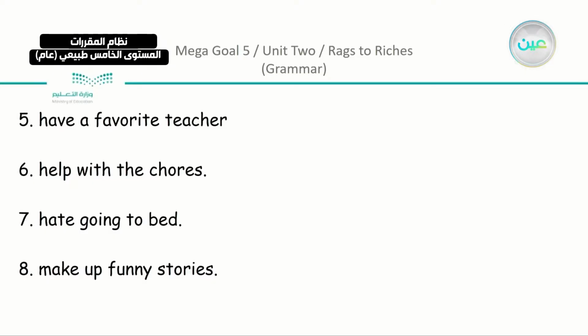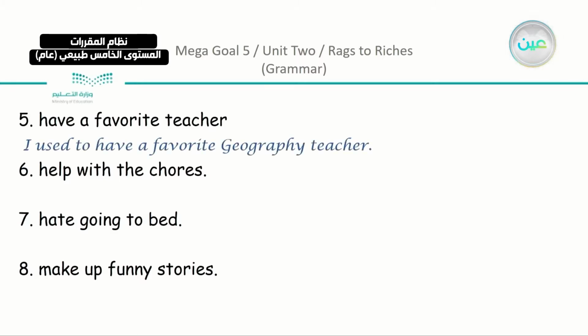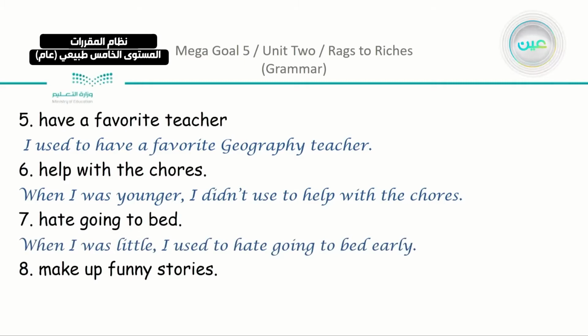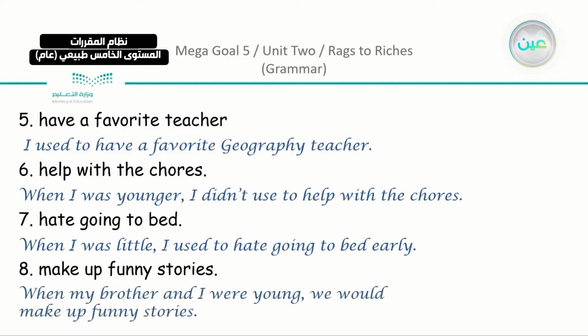So we have number 5, have a favorite teacher. For example, I used to have a favorite geography teacher. Number 6, help with the chores. We can say, for example, when I was younger, I didn't use to help with the chores. This is negative. And in number 7, hate going to bed. We can say something in the past. When I was little, I used to hate going to bed early. And we have number 8, make up funny stories. You can say, when my brother and I were young, we would make up funny stories.